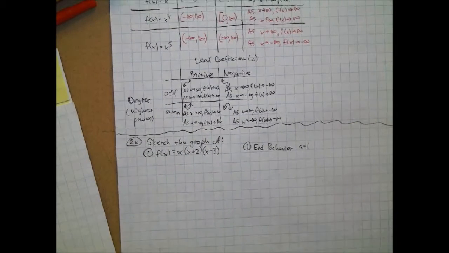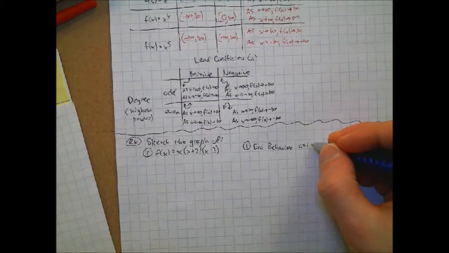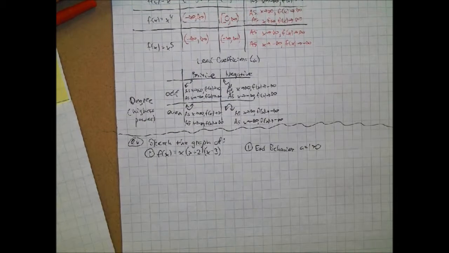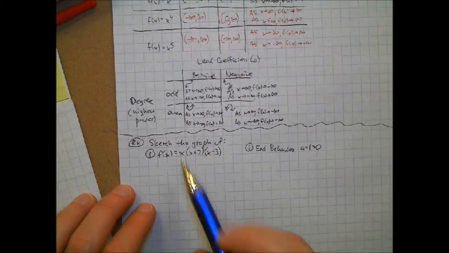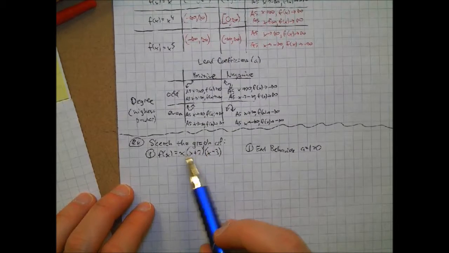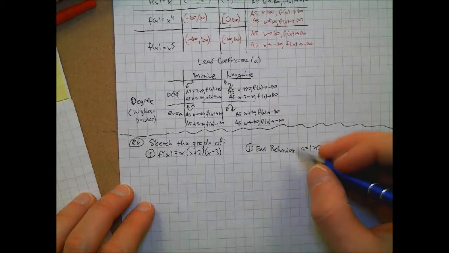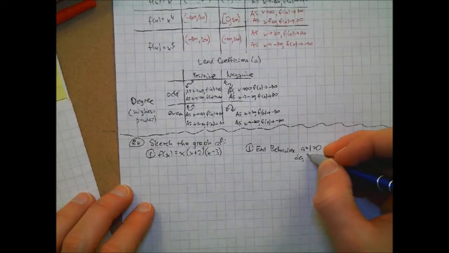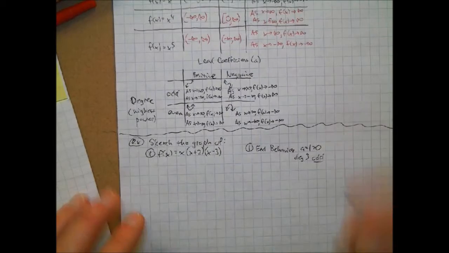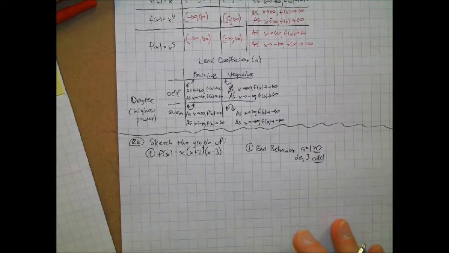Which means it's greater than 0. It's positive. Okay. What about the degree? What's the degree of this polynomial going to be? 3? How'd you get that? I see x to the 1, x to the 1, x to the 1. Well, if we multiply the x's together, x times x times x, x to the third. Exactly right. The degree here is 3, which is odd. Very good.